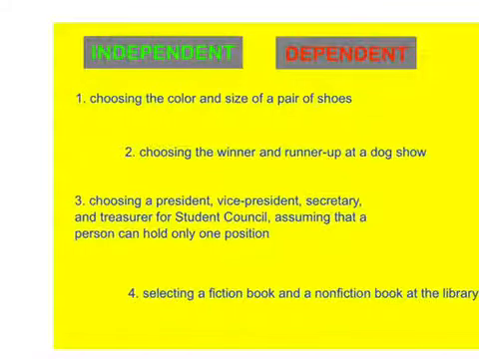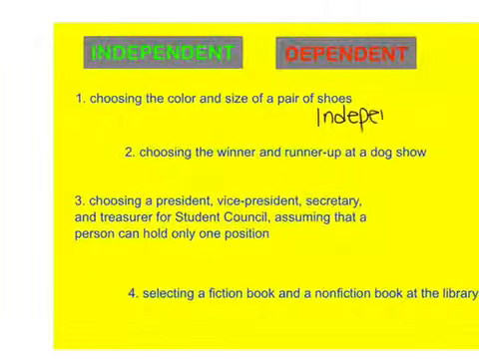So for these next couple, we just want to determine if they're independent or dependent. So looking at number 1, choosing the color and size of a pair of shoes. So usually when a manufacturer creates shoes, they make the same color in every single size. It's not like they say, well, I'm just not going to make the purple shoe in a size 7. It might sell out pretty fast, but they usually make it in every single color and single size. So it doesn't really depend on each other. The color doesn't depend on the size of the shoe. So these are going to be independent.